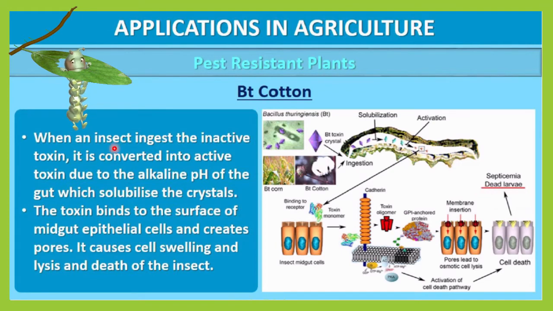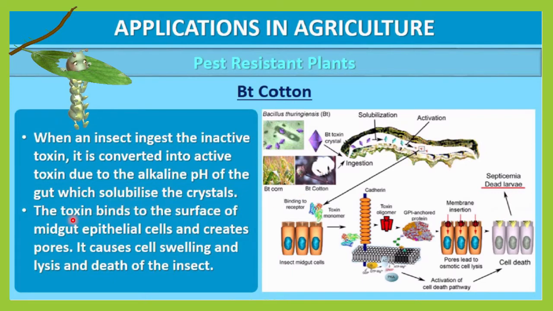Now let me repeat: when an insect ingests the inactive toxin, it is converted into active toxin. Why is it converted into active toxin? Because its gut, especially the midgut, has an alkaline pH. So this inactive Bt toxin will now be activated under the effect of alkaline pH inside the midgut of a larva, which solubilizes the crystals. As a result, the crystal will be solubilized and activated.